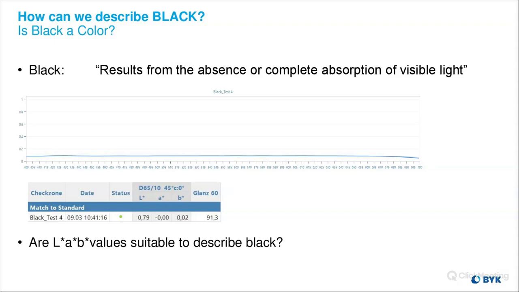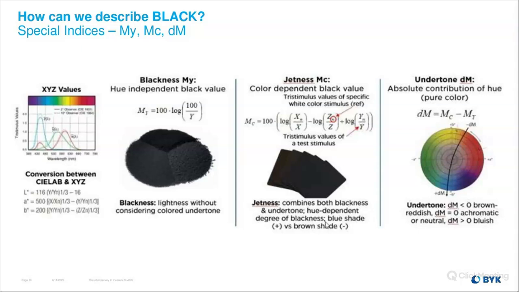And so with that, new indices were developed. We have special indices called the Jetness indices. They originate from the XYZ values, and they're put through some different functions to really capture different aspects of what we're seeing. So one is the blackness MY, and this is your hue independent black value. This is going to measure black strictly in regards to black.